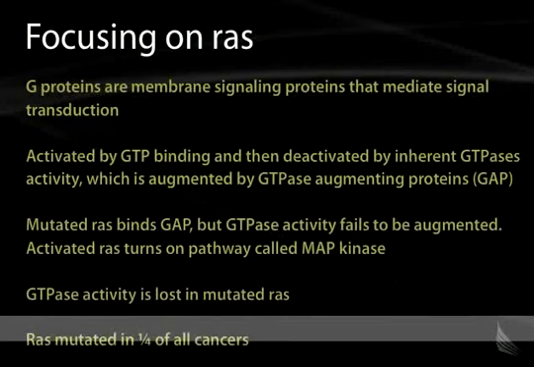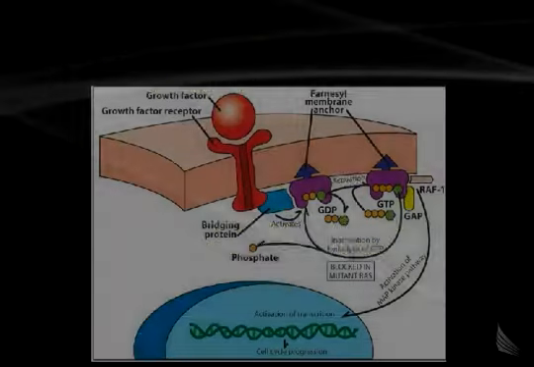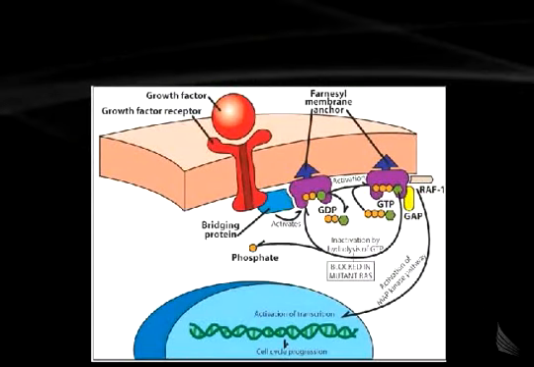RAS is important because it's found to be mutated in over a quarter of all cancers. This cartoon simply demonstrates the normal form of RAS and how it is expected to interact with GTP and the creation of GDP and the activation of the MAP kinase pathway, which then translocates signals to the nucleus and leads to the activation of transcription and cell cycle progression.